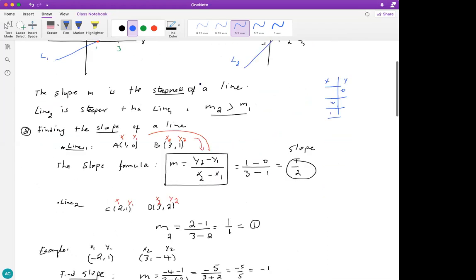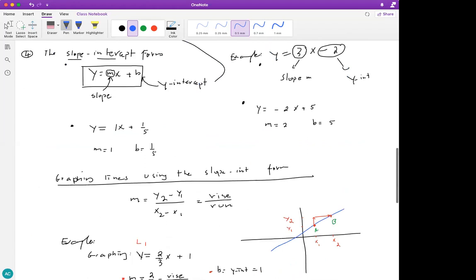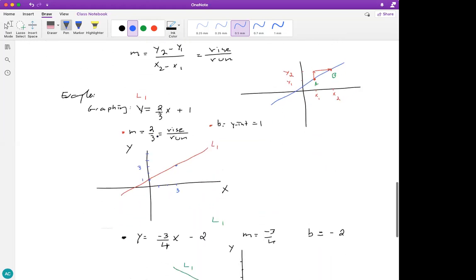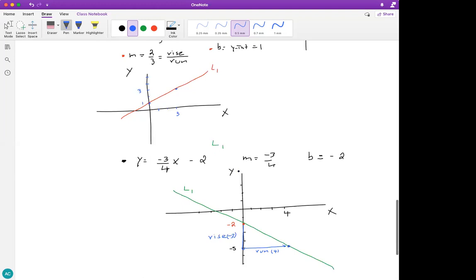Then plug these points into a graph, then draw the line. If you have standard form, but if you have this convenient formula, the slope intercept form, it's very easy because it gives you the slope. You don't have to find it. It gives you the Y-intercept, and also you can use it to graph the lines immediately.